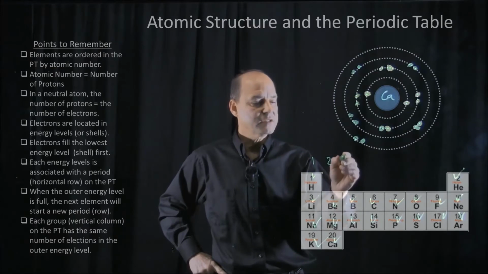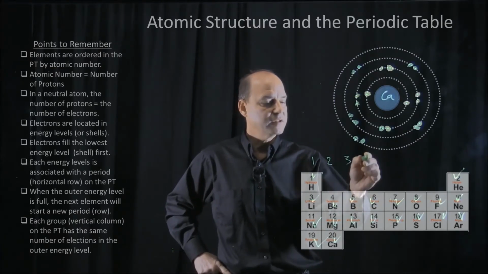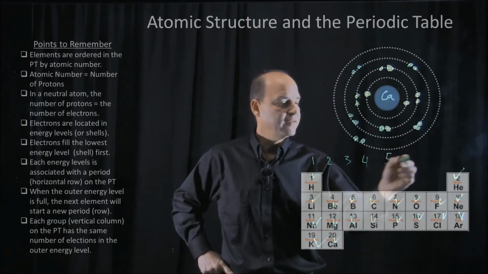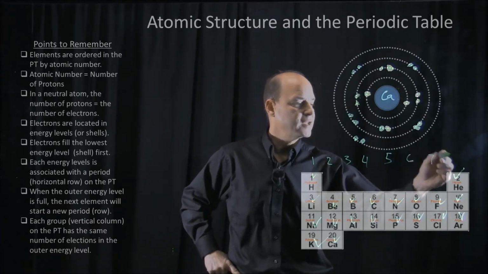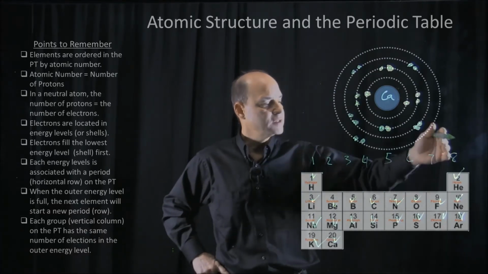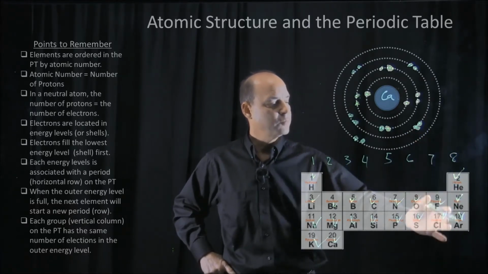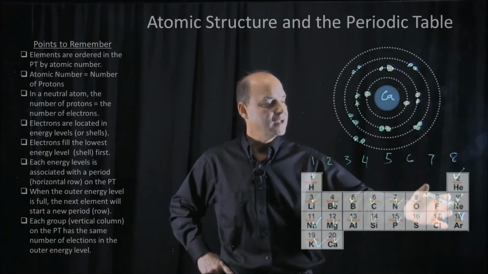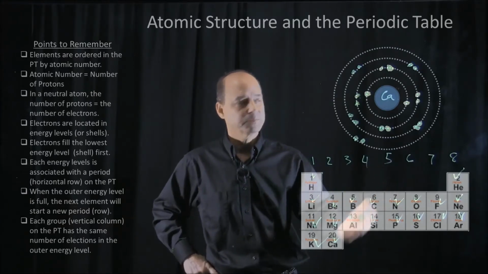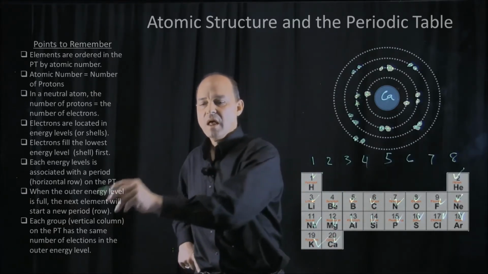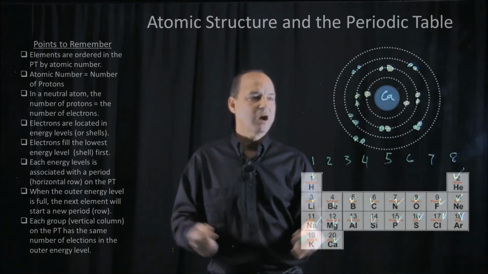All of the elements in this column have 3. All of the elements in these columns have 4, 5, 6, 7, 8. All of the elements in the last vertical column or group of the periodic table have 8 electrons, with the exception of helium. We've covered everything that we want to talk about.